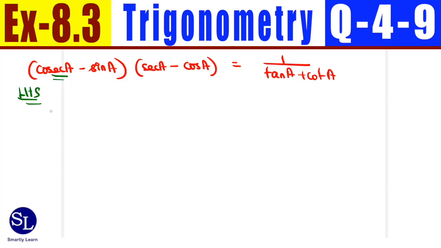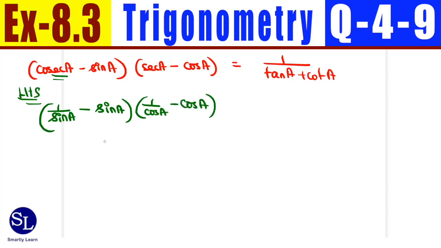So in this case, cosecant A will become 1 divided by sin A, minus sin A. Let's do the same thing for secant and cos. So it is 1 by cos A minus cos A. Now within each bracket, I'm going to take LCM. So this becomes (1 minus sin squared A) by sin A. Now in the second bracket, it will become (1 minus cos squared A) by cos A.